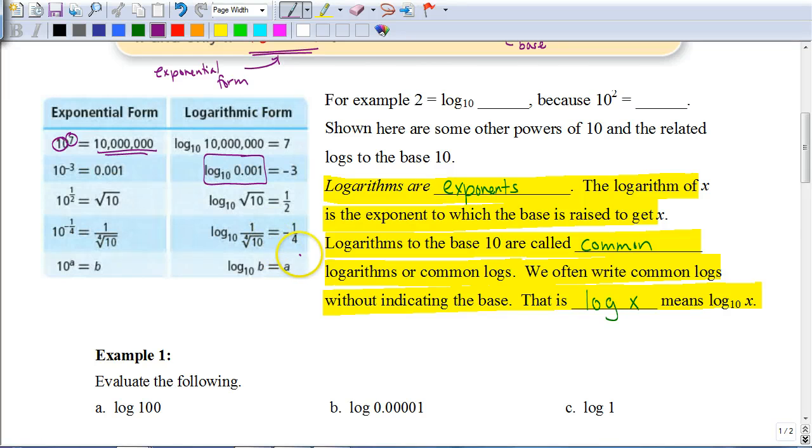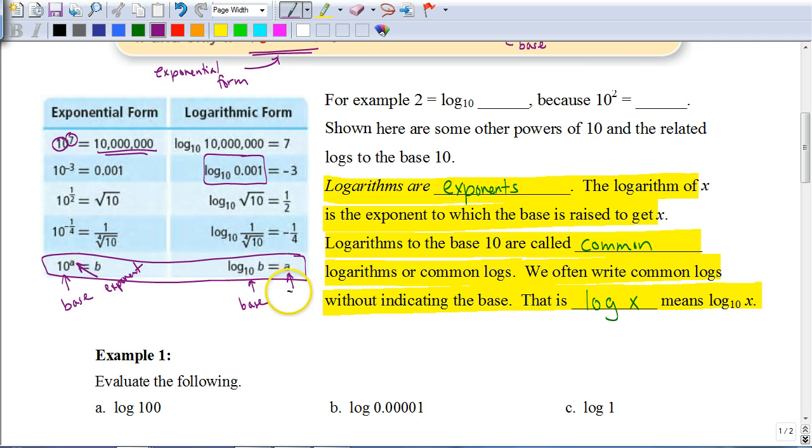So this last row summarizes what we're talking about here. 10 to the a power will give you b. If you have something in exponential form, that's how we would write it: 10 to some exponent would equal b. Or, in logarithm form, you'd have log base 10 of b equals a. Again, this is your base, and a is your exponent. That's written over here when we write it in logarithm form.